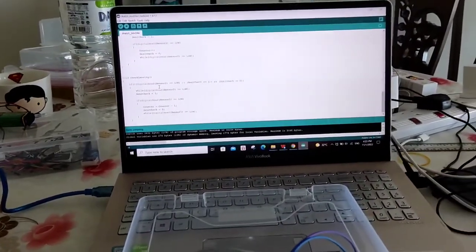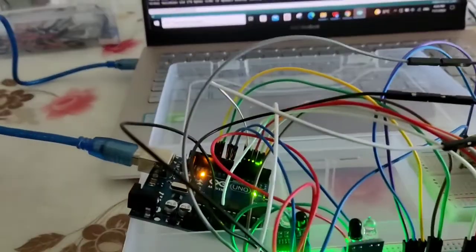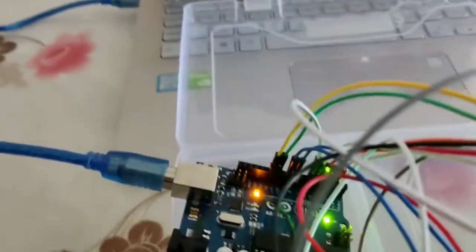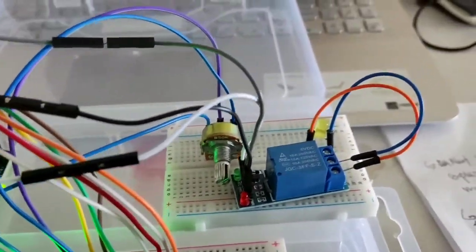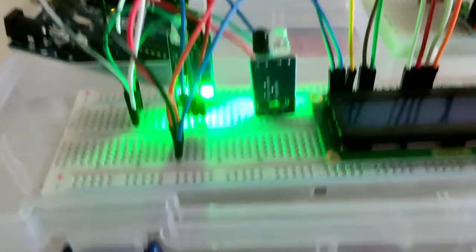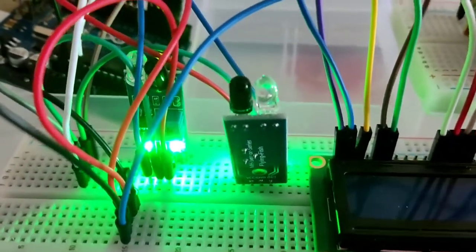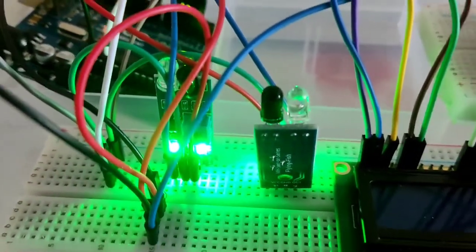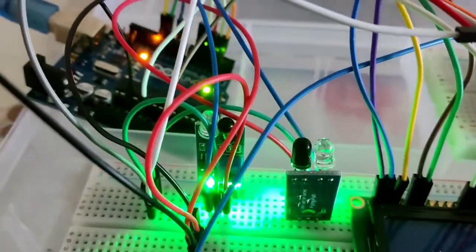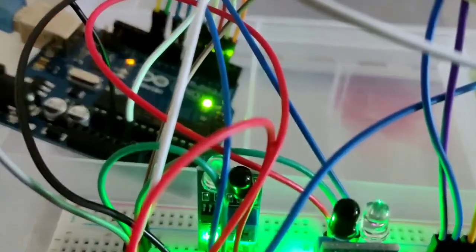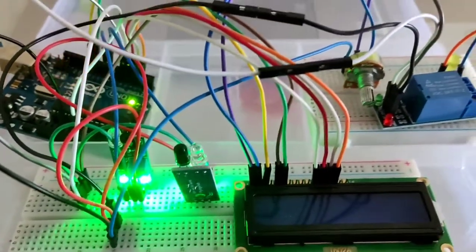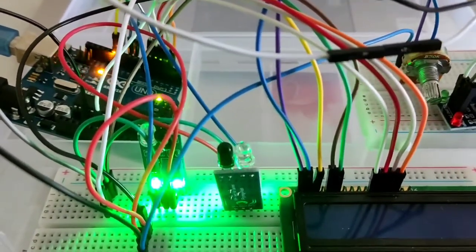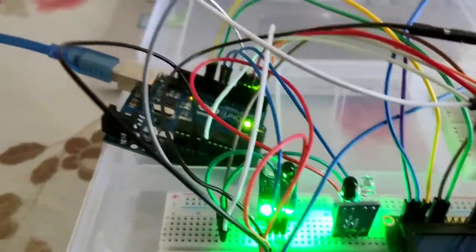After the coding ran completely, I connected it to the Arduino Uno. This is my Arduino Uno with the sensor, LCD display, and relay. In my prototype, my LCD display is not functioning, so my prototype is partially successful.